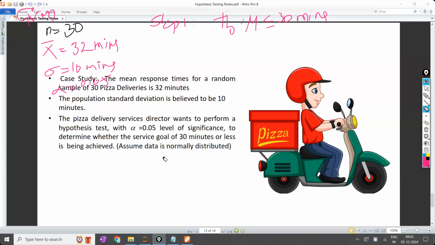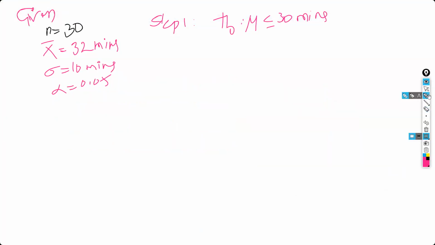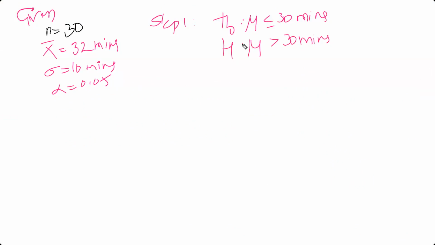If their service goal is getting achieved, there is no need to take any kind of action. A person will take action when things go opposite to them. That is when the deliveries are getting delivered in more than 30 minutes. At that time, they are going to take the action. This is your step 1.